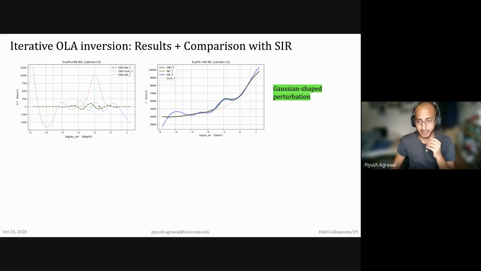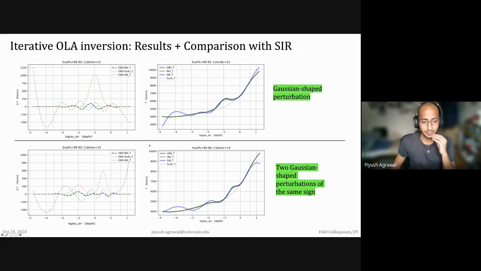Okay, and again, if Basilio were doing the inversion, he would have done a way better inversion with SIR. But I'm just putting that here as what comes out if you use the standard parameters for SIR. Okay, so in here I have put in a Gaussian shape perturbation. There's another case that I've tried to test this iterative OLA method on, where I have two Gaussian shape perturbations which are of the same sign. This is particularly hard because oscillations have positives and negatives.